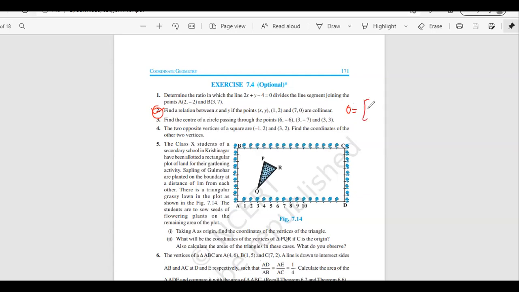You can simply write x1 times (y2 minus y3), then plus x2 times (y3 minus y1), and then plus x3 times (y1 minus y2). Okay, got it. So please put x and y here, taking x as x1 and y as y1, and using this, find out the relation.